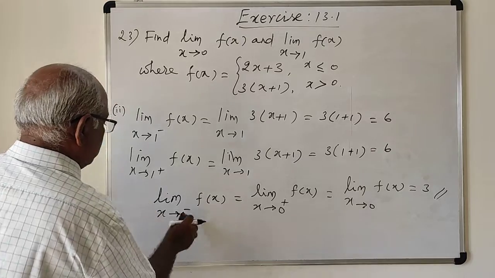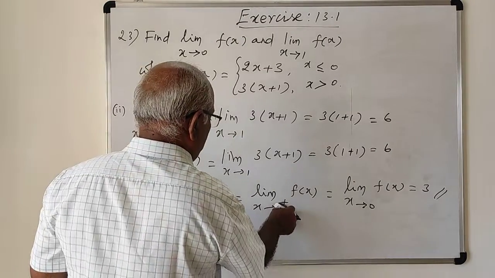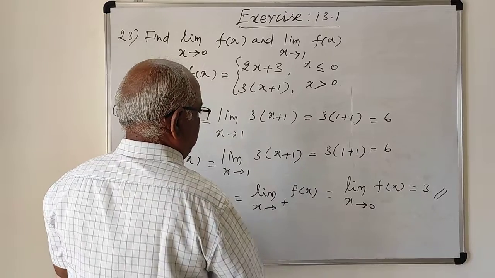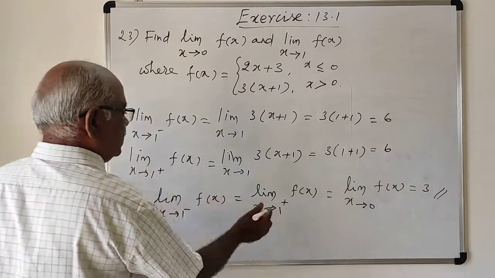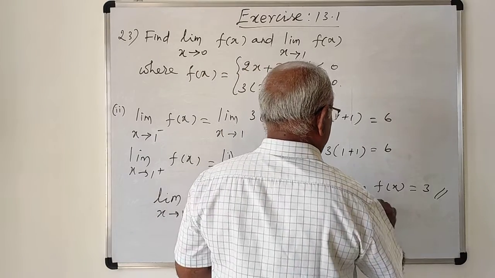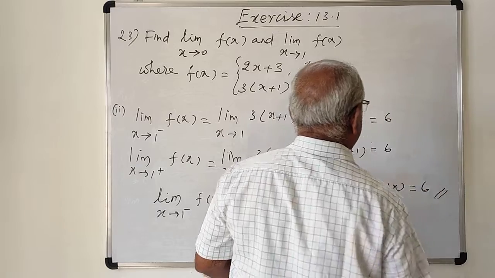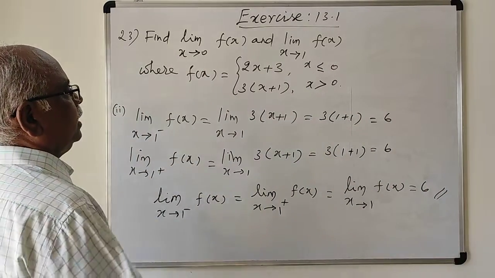Therefore, limit x tends to 1 minus is equal to limit x tends to 1 plus of f of x. Both the left hand and right hand side limits are equal. Therefore, limit x tends to 1 of f of x is 6. This is the second answer. First one is 3, second one is 6.